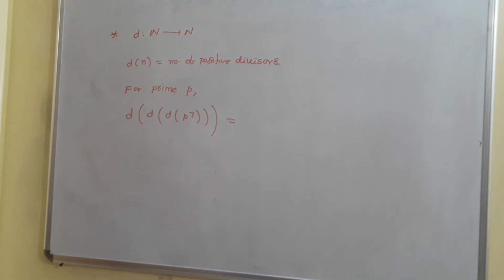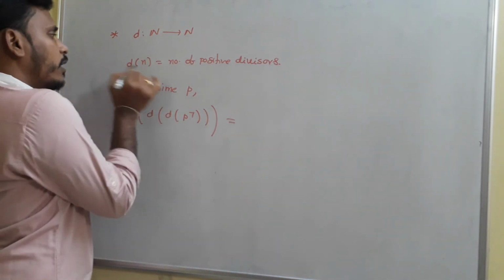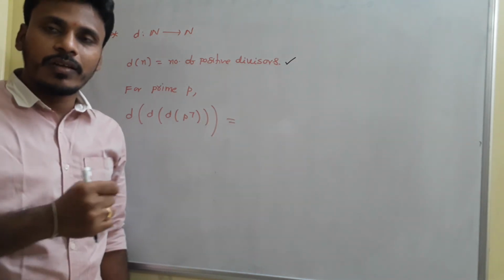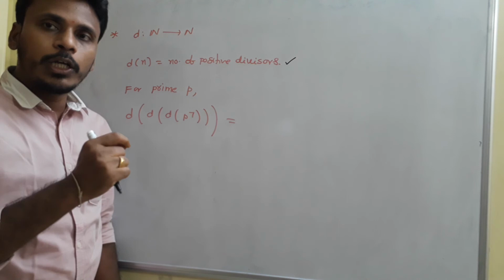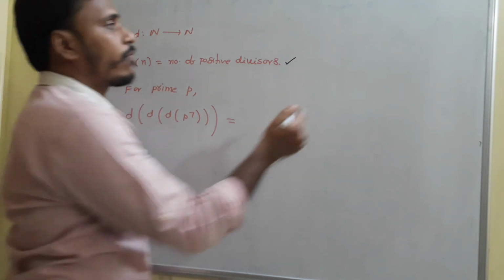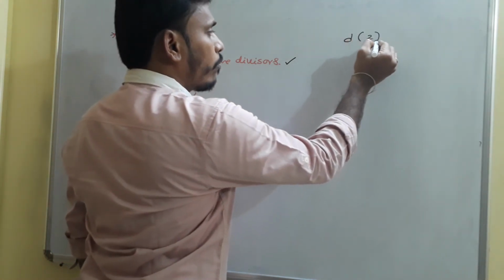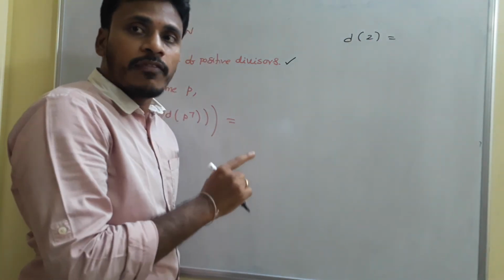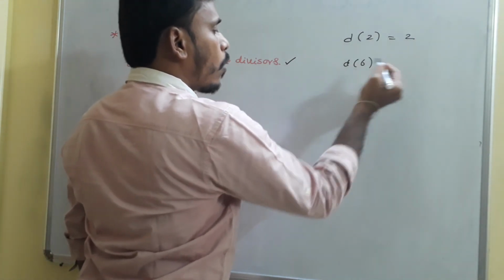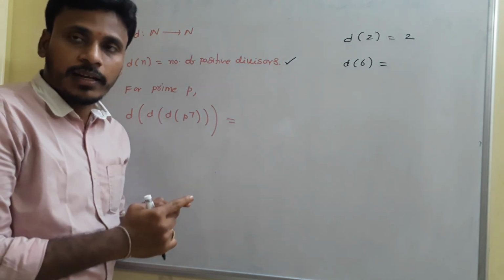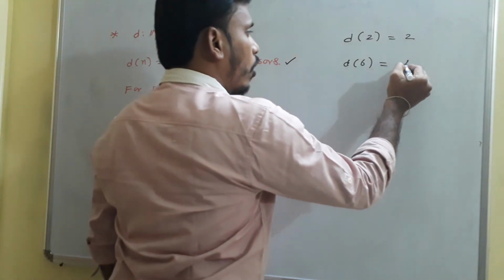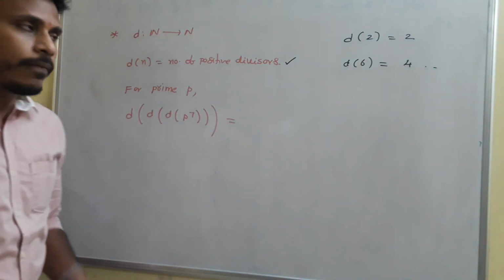So d is a function from natural numbers to natural numbers, and d of n is the number of positive divisors. Number of positive divisors or factors, both are same, right? We need to count the number of factors, and d of n is always the number of factors. Suppose if I say d of 2, what are the factors for 2? 1 is a factor, 2 is a factor. So d of 2 is 2. If I take d of 6, what are the factors for 6? 1 is a factor, 2 is a factor, 3 is a factor, 6 is a factor. So d of 6 is 4. Like that we need to count the number of factors.